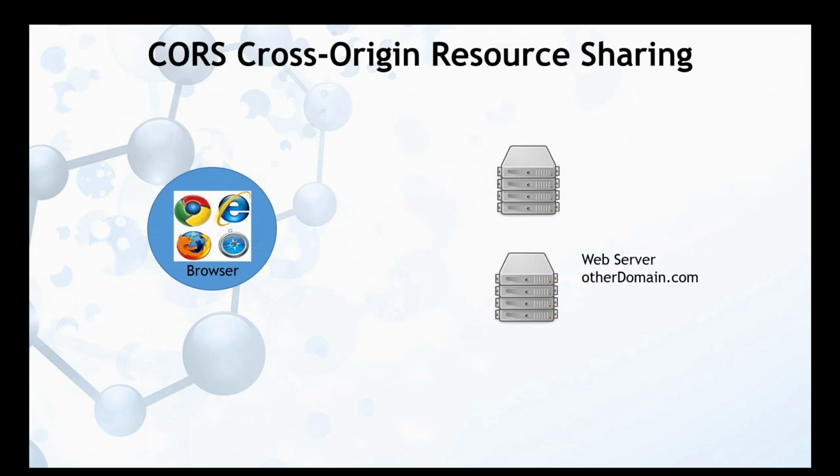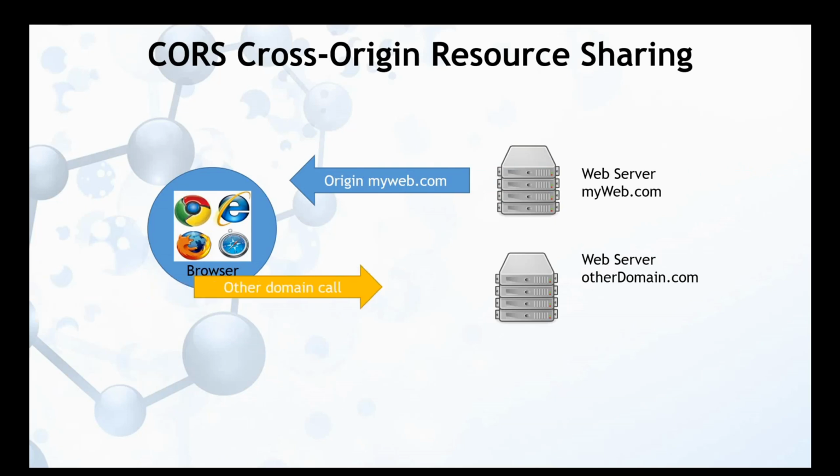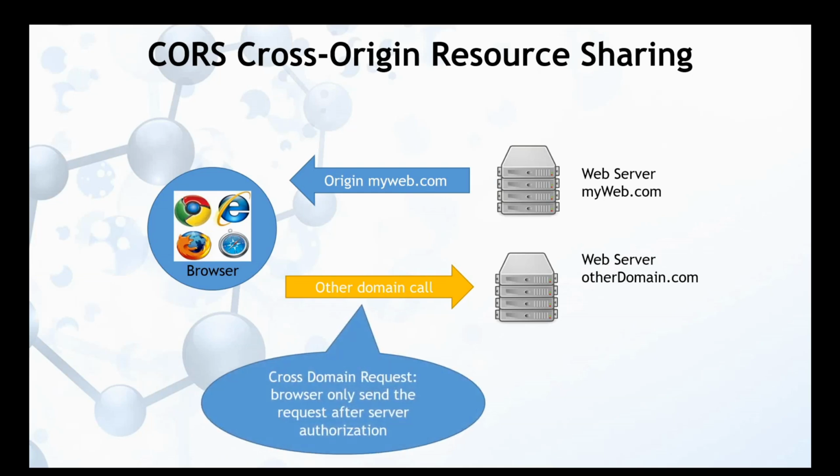CORS, as stated in Wikipedia, is a mechanism that allows restricted resources on a web page to be requested from another domain outside the domain from which the first resource was served. That means that if a web page is loaded from, for example, myweb.com, and the page using JavaScript or another client language makes a call to another domain, for example, to access a service in otherdomain.com, the browser asks for permission from the other domain to get the information. One way to obtain permission is through CORS. To allow that, the server needs to be configured with CORS.